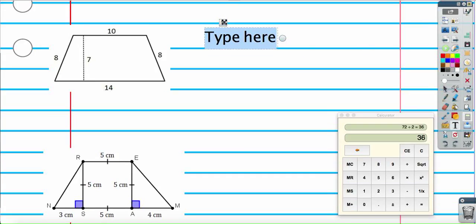Again, that formula is area equals base 1, so B with a little 1 at the bottom, plus base 2, close your parentheses, then times your height, and divided by 2. And the reason we have that base 1 and base 2 in parentheses with the plus sign is because of order of operations.